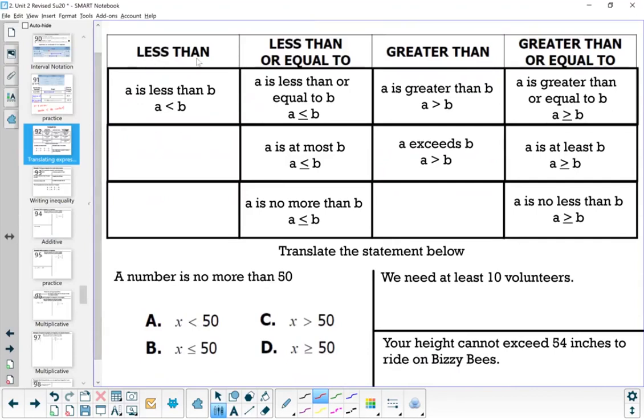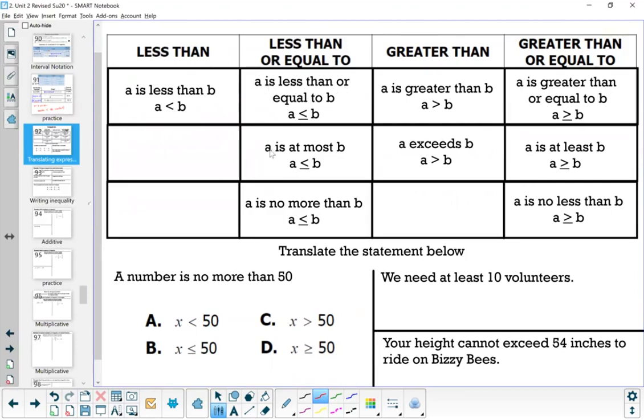So less than is straightforward. A is less than B, hence A, the less than symbol, B. Less than or equal to is when we get to some funny business. If you have A is less than or equal to B, that's straightforward.